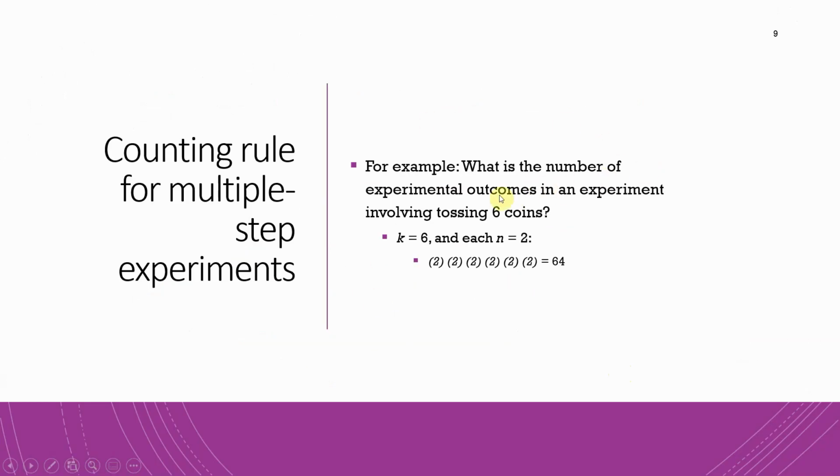What is the number of experimental outcomes in an experiment involving tossing 6 coins? So there are 6 steps, k equals 6, and in each step there are 2 possible outcomes. You could get a heads or a tails. So here's step 1, 2, 3, 4, 5, 6. So you just multiply 2 times 2 times 2 and so on to get 64. And that is it. That is the counting rule for multiple step experiments.